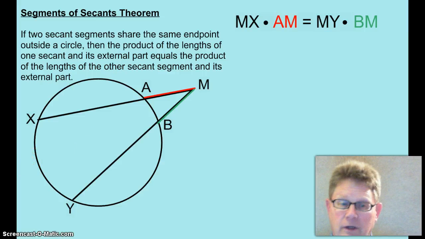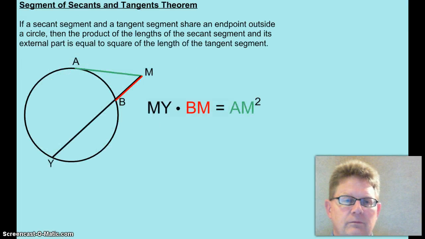Got one more that could possibly happen. It's going to be a secant segment and a tangent segment. And here it goes. The whole secant segment MY times its exterior part BM equals the tangent segment AM, since it's the full length and the outside part, it'll be AM squared.